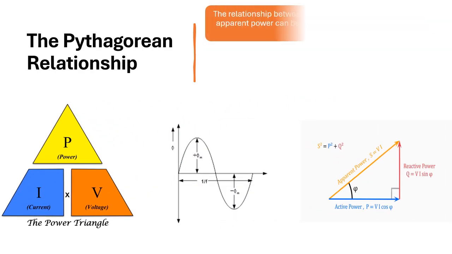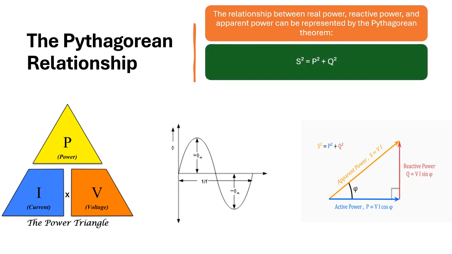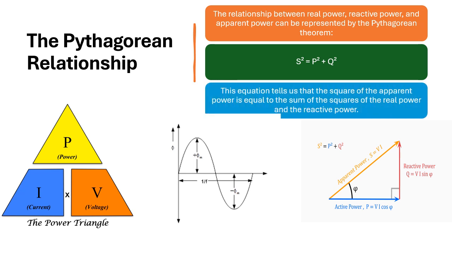The Pythagorean relationship. The relationship between real power, reactive power, and apparent power can be represented by the Pythagorean theorem. S squared is equal to P squared plus Q squared. This equation tells us that the square of the apparent power is equal to the sum of the squares of the real power and the reactive power.